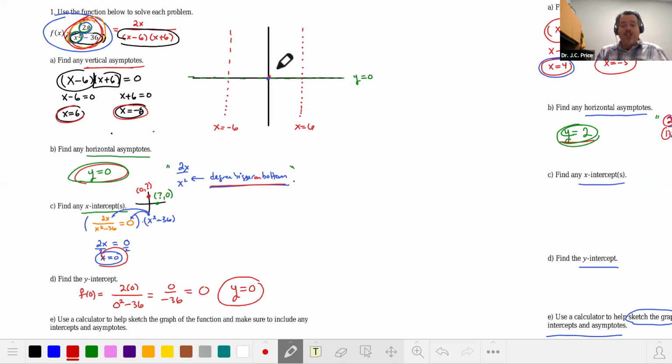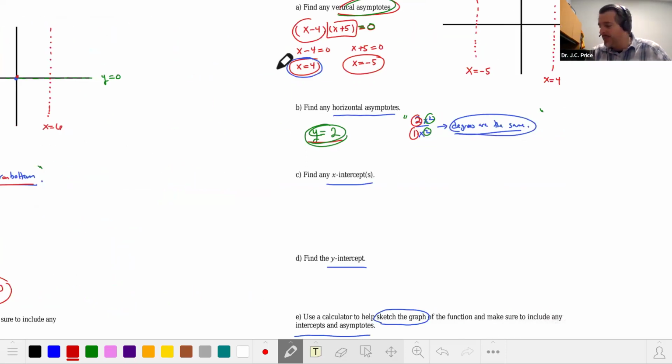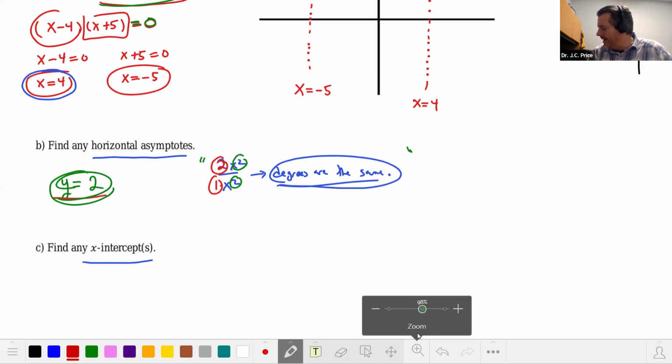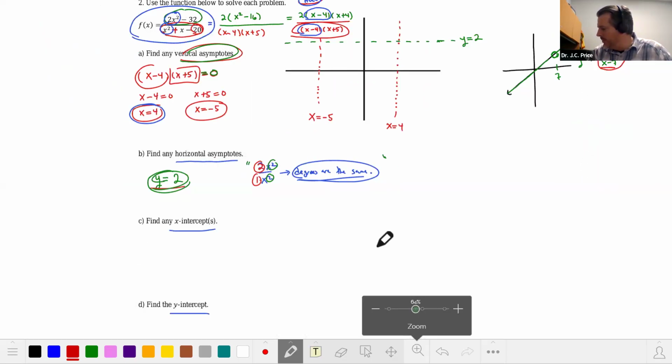All right, let's transition and do this again over here. So go to the next problem. And we want to find the x-intercepts and the y-intercept. And we'll zoom out just a little bit to kind of pull this all together.